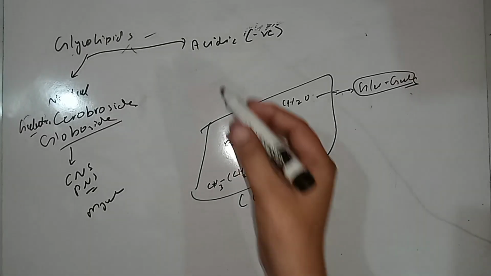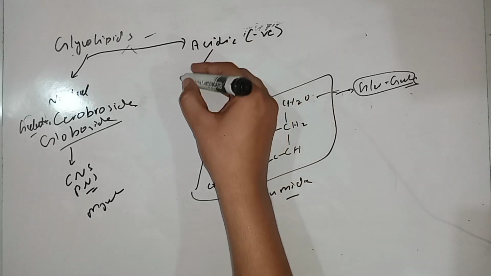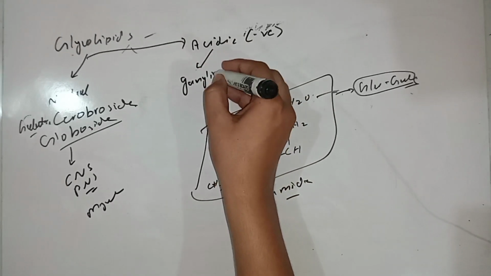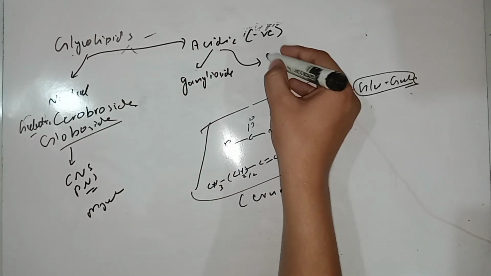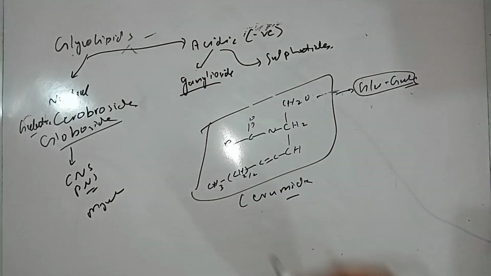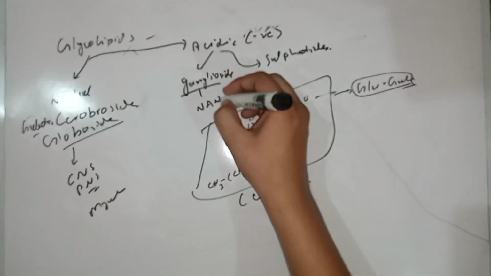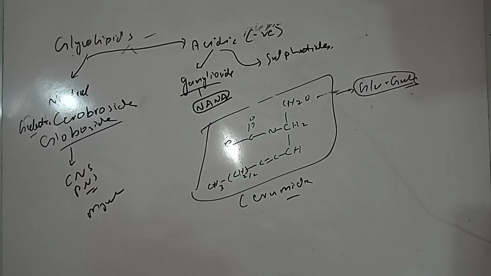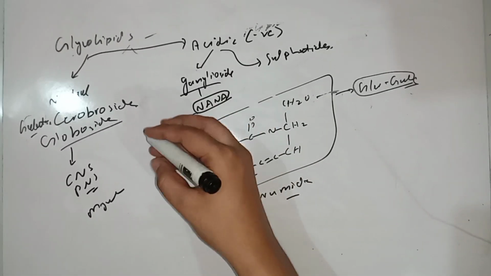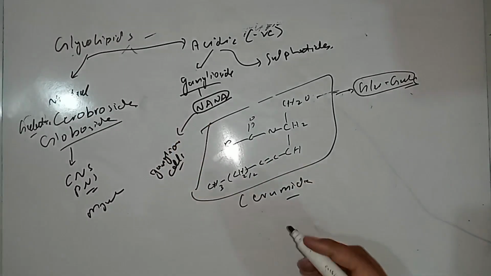Next we come towards acidic glycolipids or glycosphingolipids. Acidic glycosphingolipids can be either gangliosides or sulfatides. So what are gangliosides? Gangliosides basically have N-acetylneuraminic acid in their structure, attached to their structural backbone, and these are principally found in the ganglion cells in the CNS and play their role there.